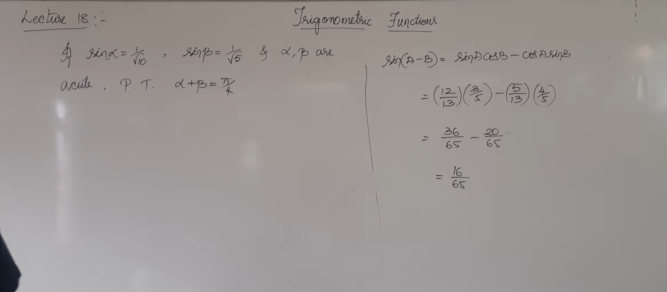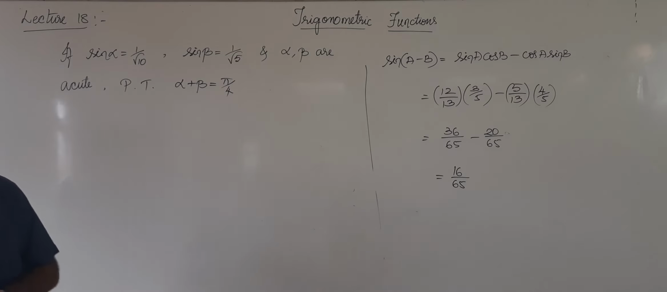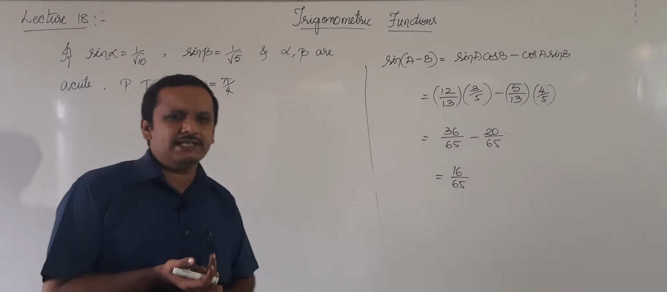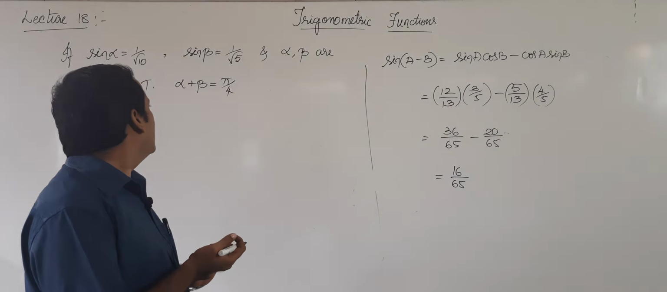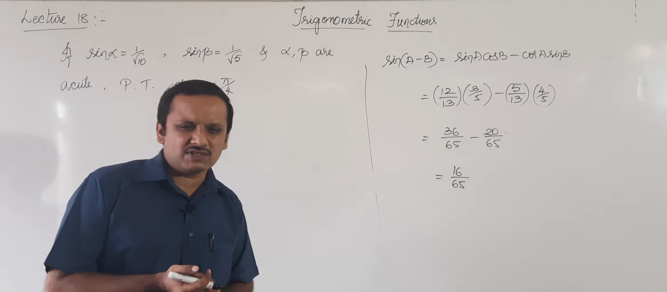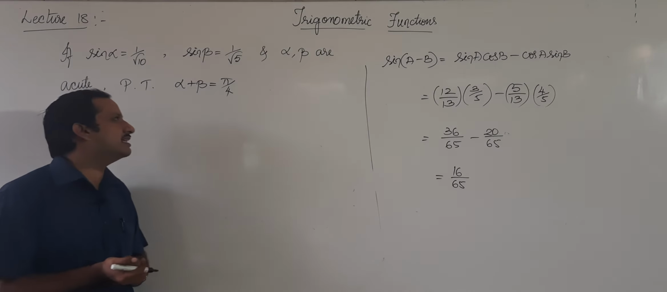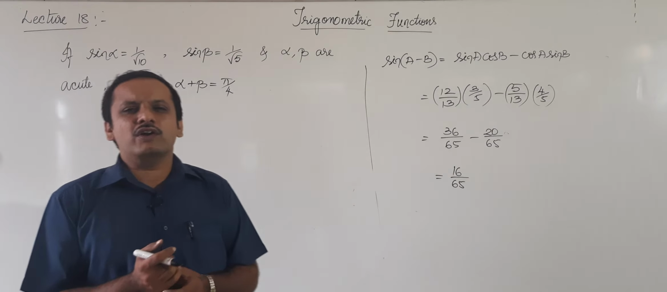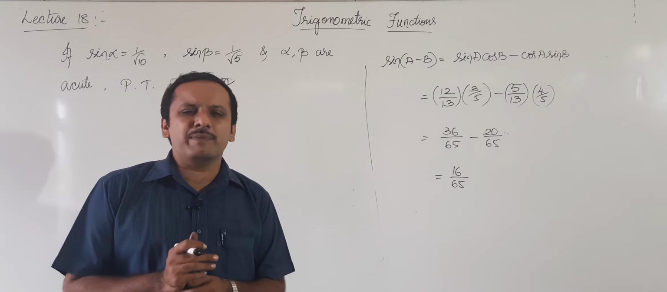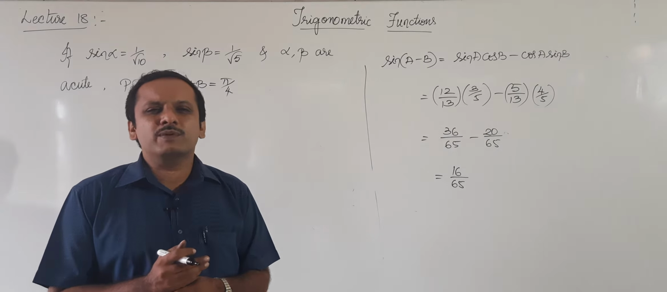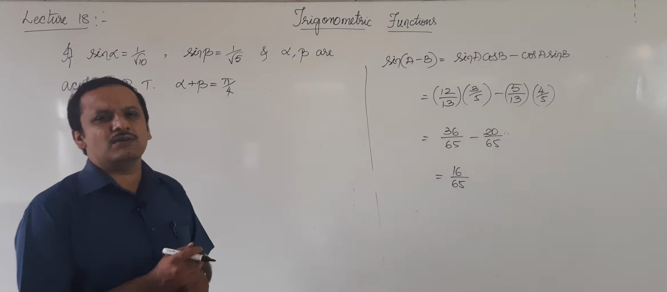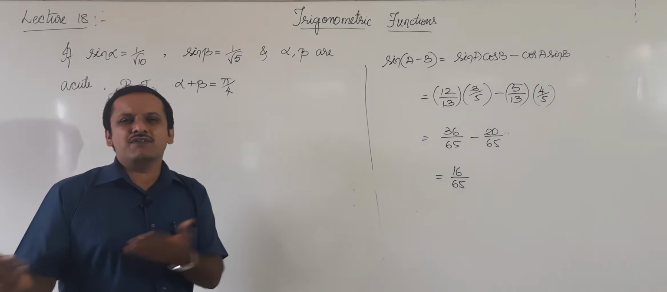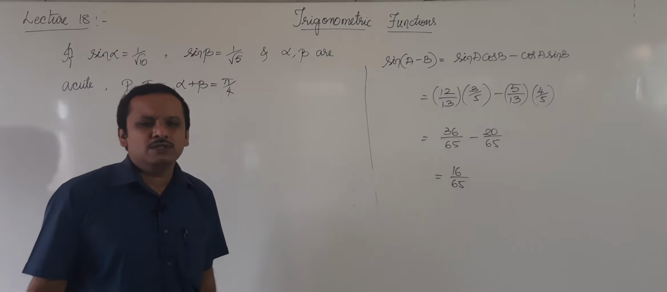Sin alpha is given, sin beta is given. Given that alpha and beta are acute angles, acute means an angle which is in between 0 and 90 degree, greater than 0, less than 90 degree. Both are acute angles, that means both are in the first quadrant. Then we will show that alpha plus beta is equal to pi by 4. Pi by 4 radian is nothing but 45 degree. So in order to show that alpha plus beta is equal to pi by 4, it is enough if I prove that sin alpha plus beta is equal to 1 by root 2, or cos alpha plus beta is equal to 1 by root 2, because sin 45 degree is equal to 1 by root 2.